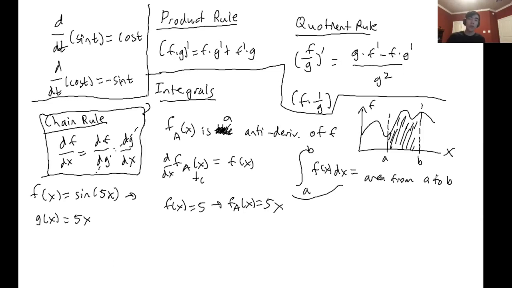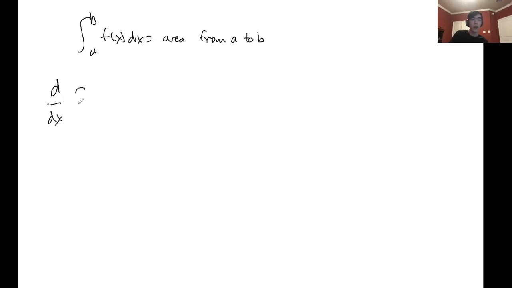So how does that relate to antiderivatives, you say? Well, let's try taking the derivative of an integral. Remember, integrals are area from A to B. So if we take the derivative of this, well, the derivative is, like I said before, you can think of a derivative as the rate of change.